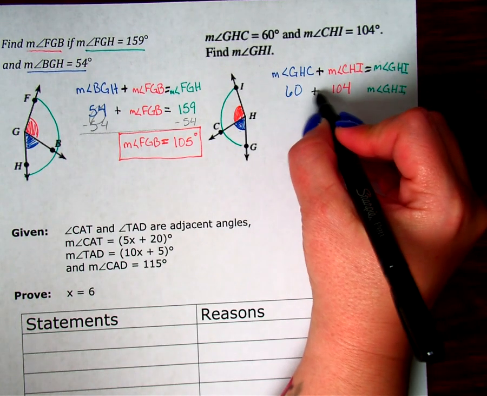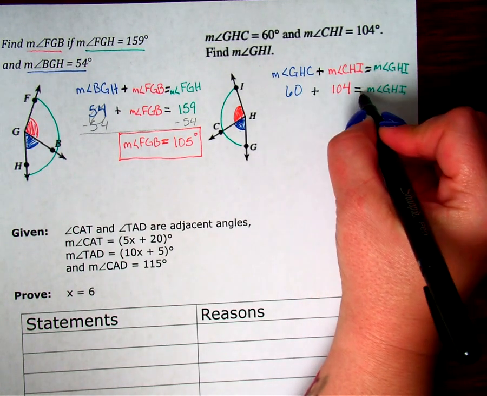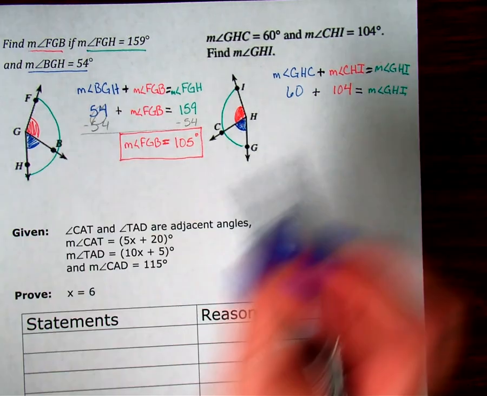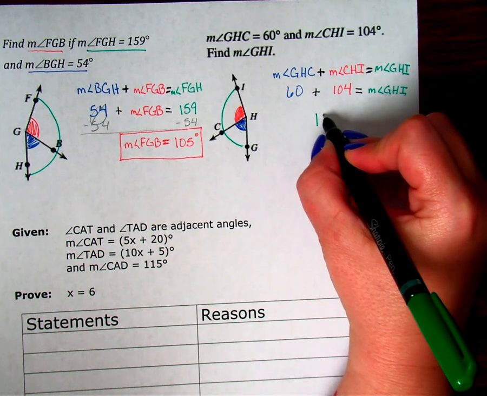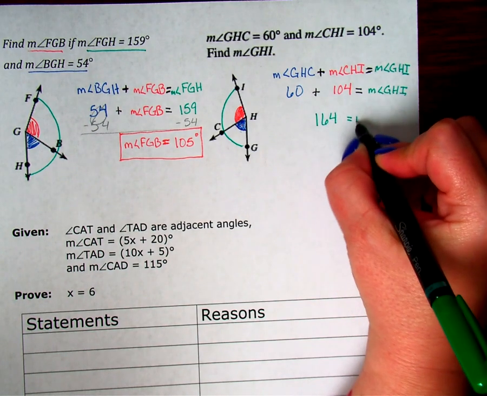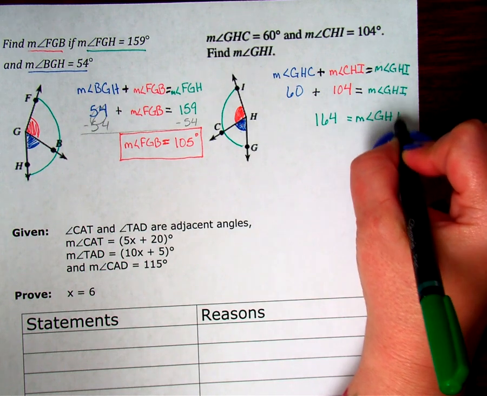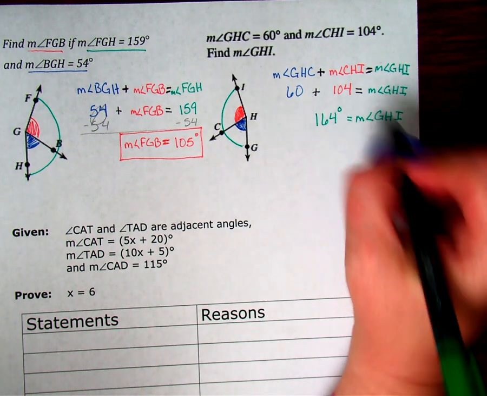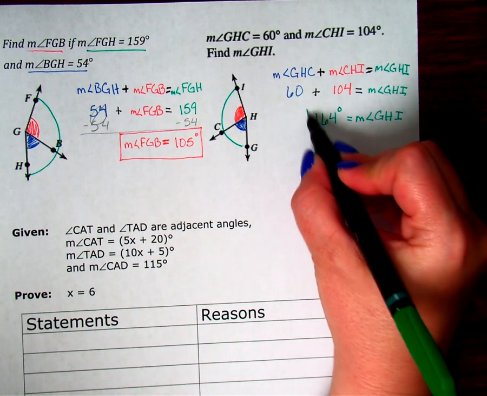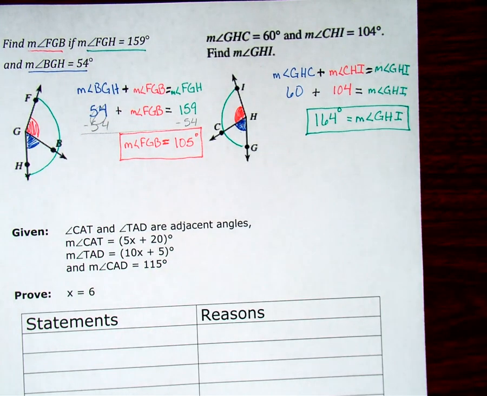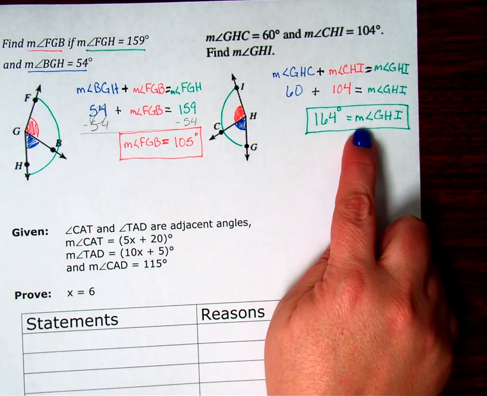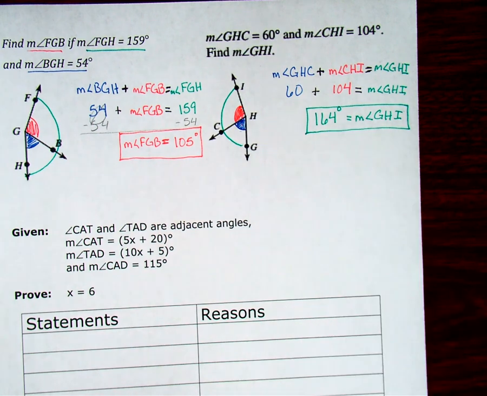So I know that if I add together the blue angle and the orange angle, it's going to equal the green angle. So I just need to combine my like terms. 60 plus 104 gives me 164. That is going to be the measure of angle GHI. Okay, and I'm going to add my degrees. If you have an assessment and you leave the degrees out because sometimes it's difficult to find the degrees symbol in the assessments in Schoology, I won't take off points for your degree symbol in Schoology. Okay, so 164 degrees equals the measure of angle GHI.